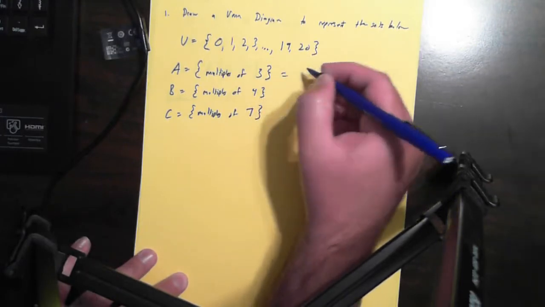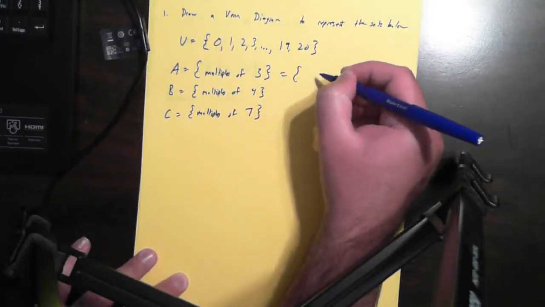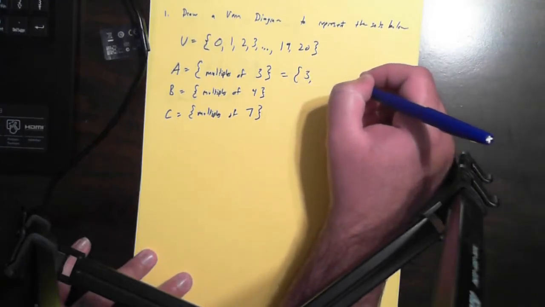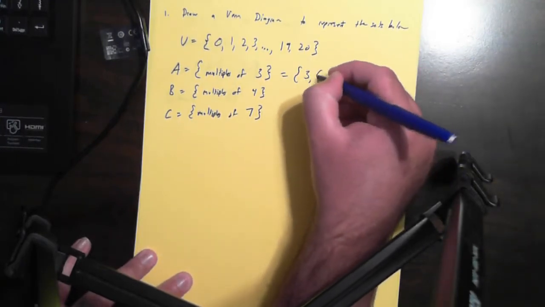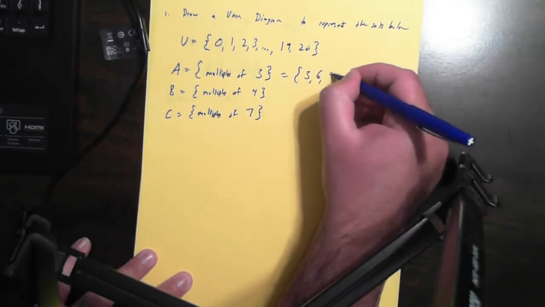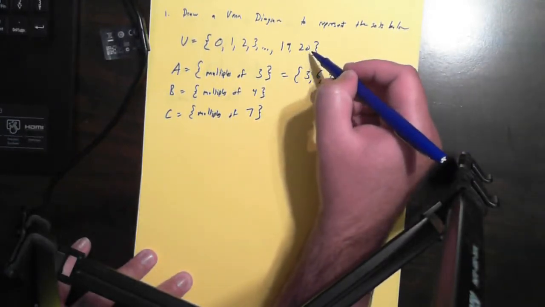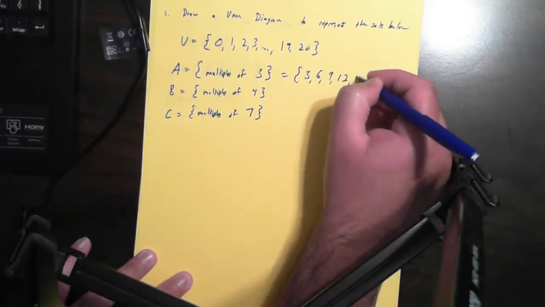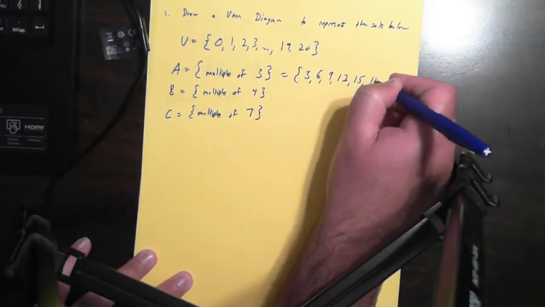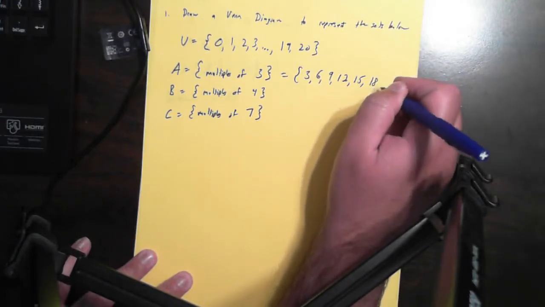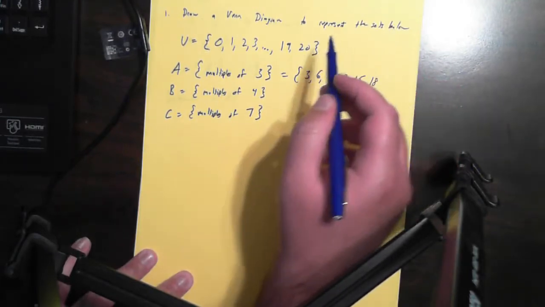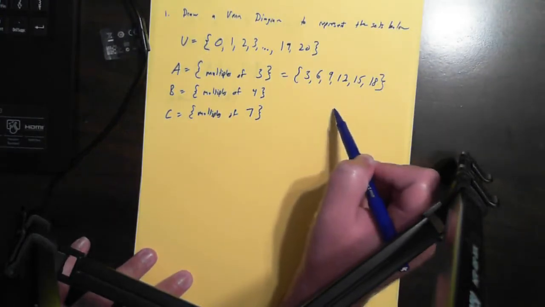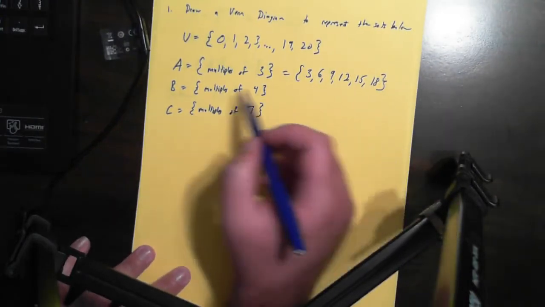So the multiples of 3: my first multiple of 3 would be 3 times 1, which is 3. My second multiple of 3 would be 3 times 2, which is 6. 3 times 3 is 9. I'm going to go up until I max out at 20. 3 times 4 is 12. 3 times 5 is 15. 3 times 6 is 18. 3 times 7 is 21, but we're only going up to 20, so that means 18 is the last multiple of 3 that we're going to have here in set A.